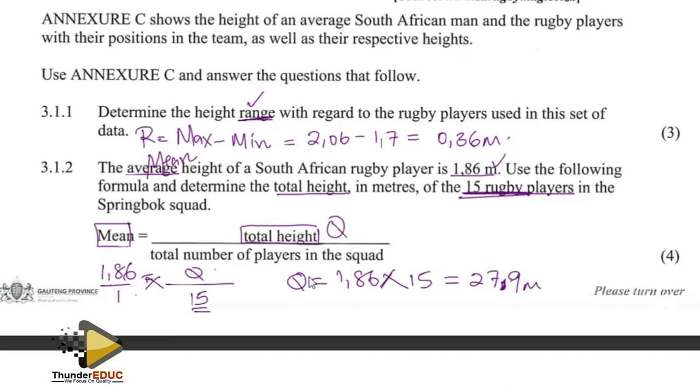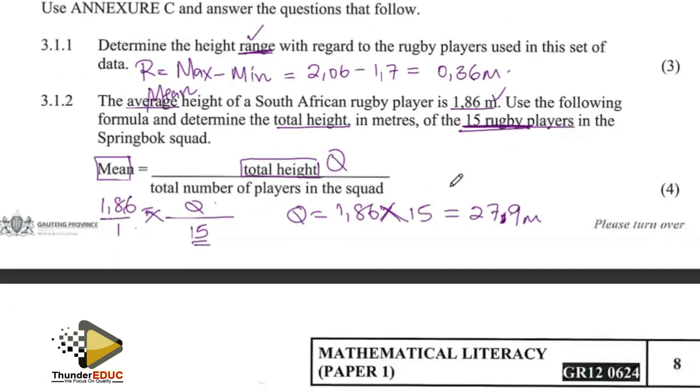Once you're given a formula, please understand or substitute correctly. Don't rush to give answers. You might find people putting the value here, yet the question says determine the total height. That means this one is missing. The mean, which is the average, you have it. The total number of players, you have it. But what about this one? It's missing. So don't rush. All right.